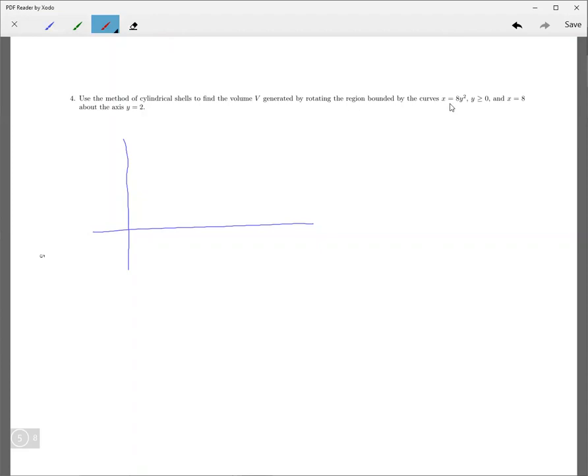Okay, so this is a parabola. It opens to the right, and the vertex is the origin. Okay, so it's going to go through that point there, and it opens up this way. Now, you have this x equals 8 here, so maybe it's a good idea for us to try to figure out what some stuff is, okay?